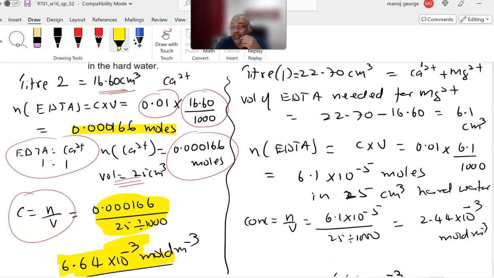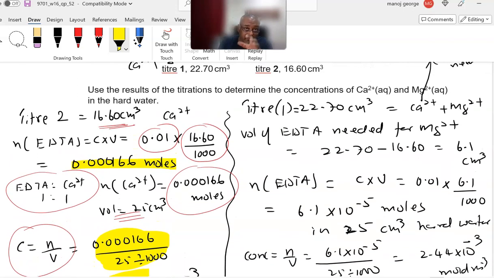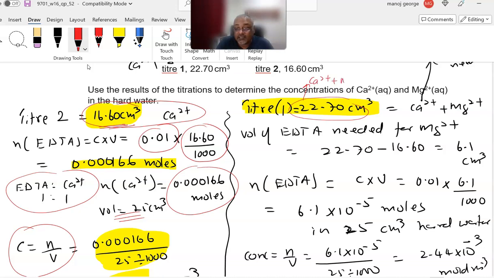Now remember, in the first titration, the calcium ion and the magnesium ion both were present. Now that's important. Calcium ion and magnesium ion both were present. Which means this volume of EDTA used in the first titration, 22.70, we know from the second titration that this is the amount of EDTA which is required for calcium. This is needed for calcium. Now in the first titration, 22.70 is needed for calcium plus magnesium. And I know from the second titration that for calcium I need 16.60.